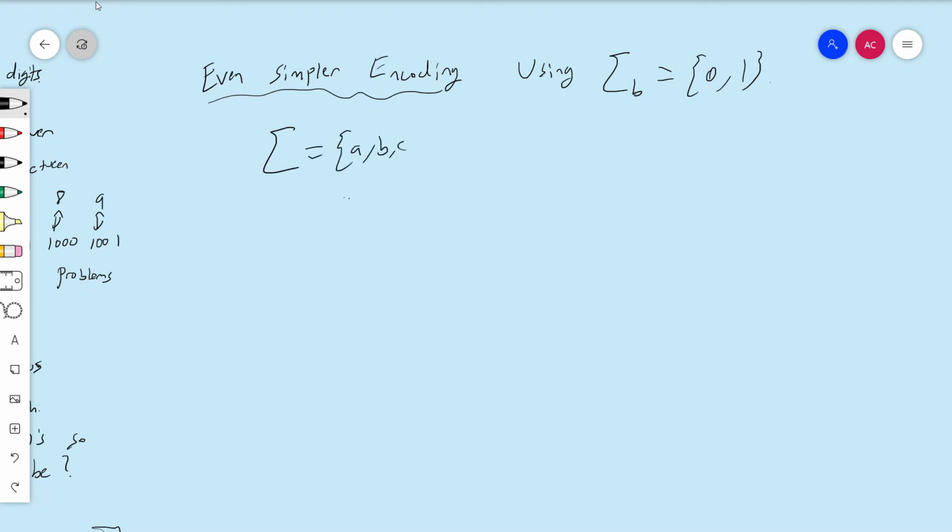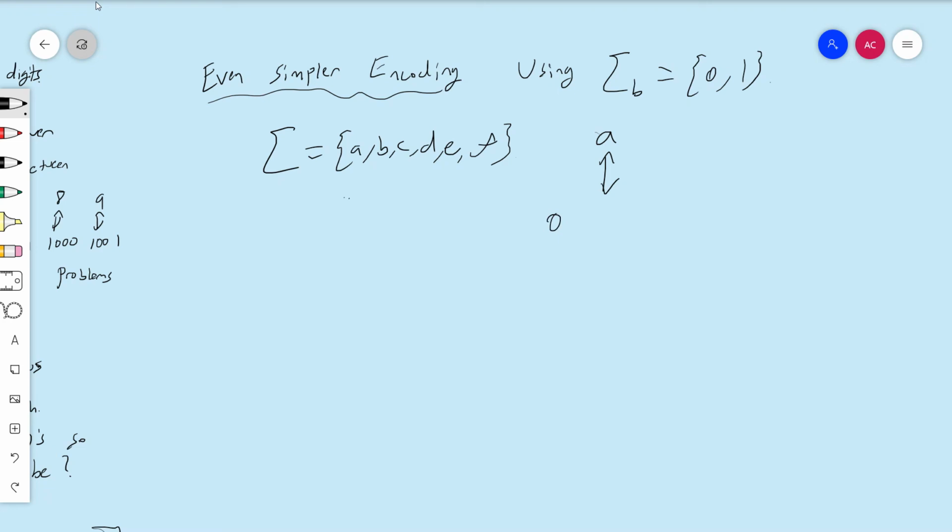A, B, C, D, E, F. So the encoding scheme is going to be this. You're going to hate this, but it's going to make the proof easier. A is going to code to this. I'm going to kind of label them.